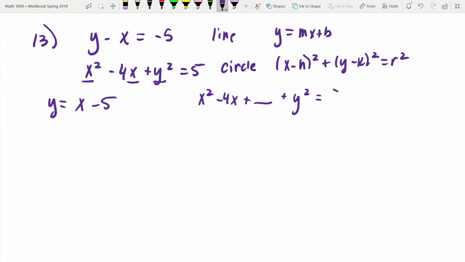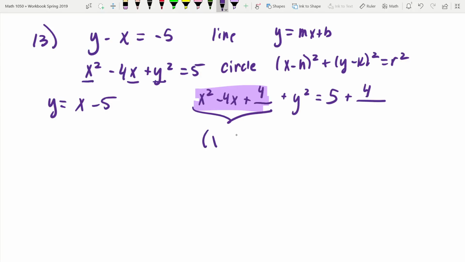On the right hand side I have a 5, and then I have to balance it with completing the square on the x's. Okay, so right here 4 divided by 2 is a 2, 2 to the second is a 4, and I have to balance it right there. Okay, and now I'm going to take that and factor it. It's so easy to factor it.